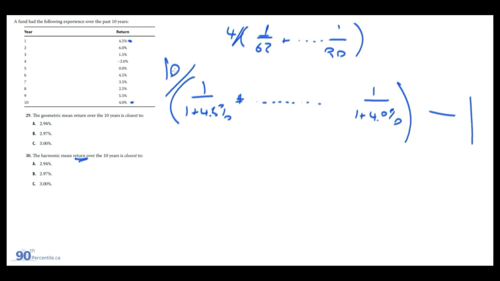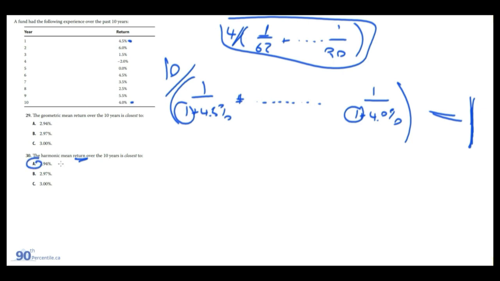So when we're dealing with returns, don't forget to add the 1 before the return, and also subtract 1 after the fact, where we did not do that here when we were dealing with prices. But anyway, you run this calc out. I'm not going to do every single one just for the sake of time, and you end up getting a harmonic mean return of 2.94%, which is A.